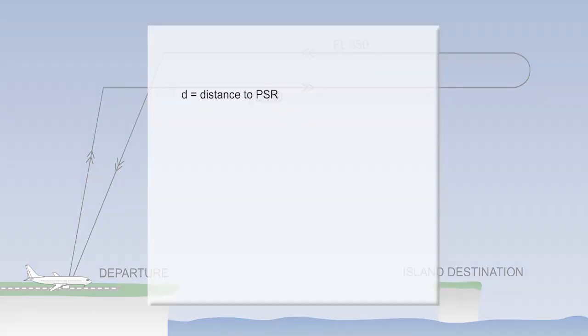D is the distance to the point of safe return. F is the safe fuel. This is quoted in kilograms or pounds or gallons, or whatever units are used for that aircraft, not in time. As it is the safe fuel, it does not include the reserves. If the reserves were included, it would be called total fuel.